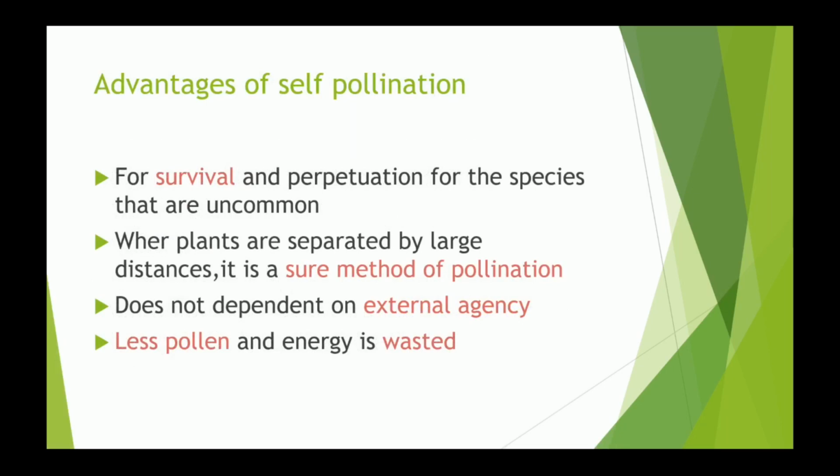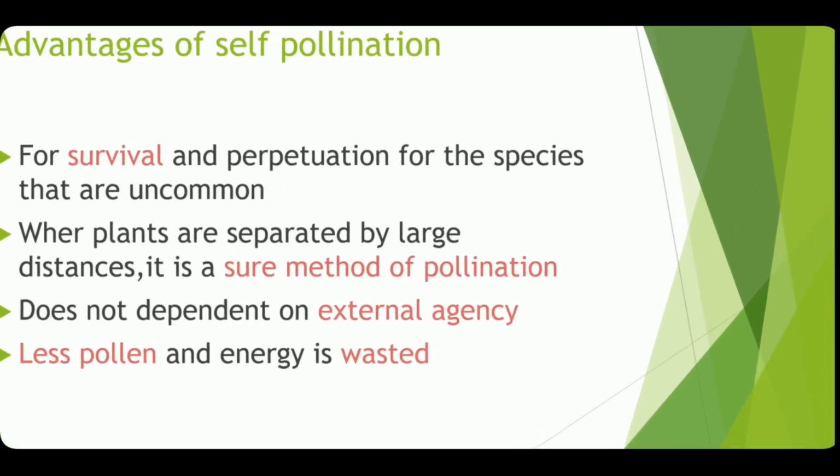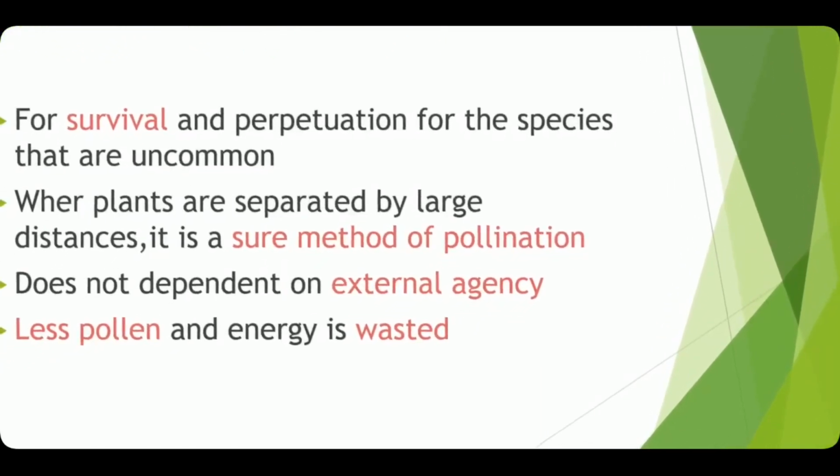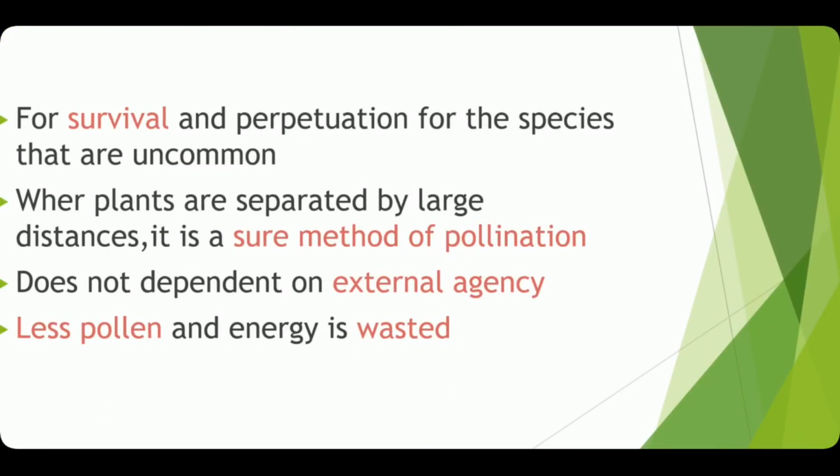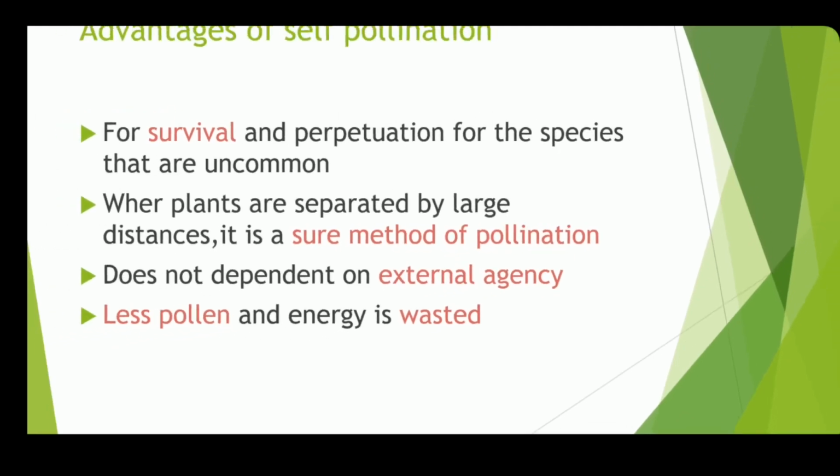Advantages of self pollination. There are some advantages, like survival and perpetuation. When the species are very rare or uncommon, self pollination is the only means of their survival. It is very important for that species, or we can say it is the only resource they have to produce their own offsprings. Second thing is that where plants are separated by distance, cross pollination is also very difficult because the same insect or the same bird or the wind may not carry the same type of pollen grains. It's not so possible. So for that, self pollination is more important.